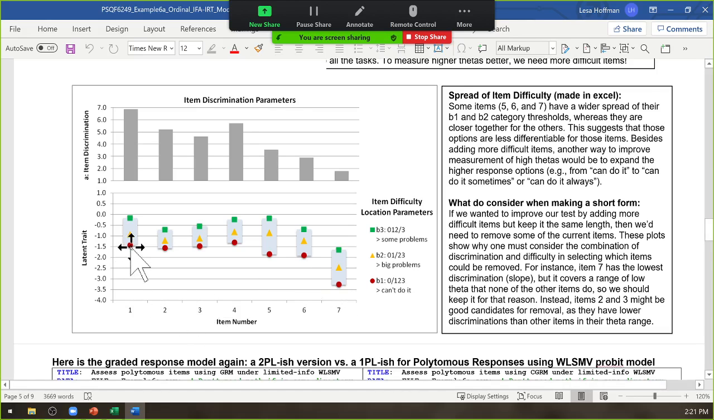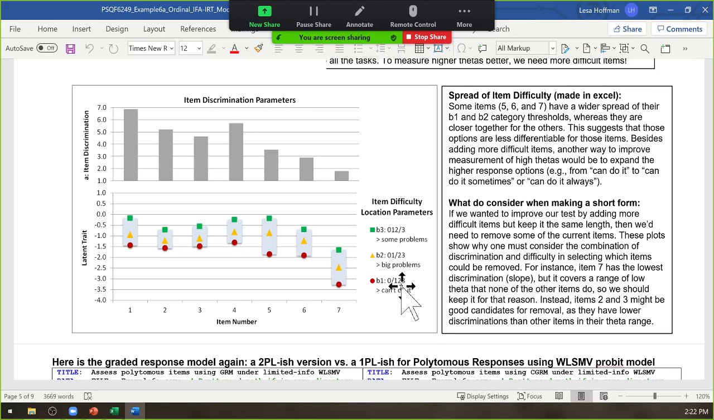For instance, the first item, the red dot here, means that it takes a theta of -1.5 to transition from can't do it to big problems doing it or higher. And the orange triangles mean at a theta of -1, we transfer from can't or big problems up to some problems or can do it. I'm wording it this way because the whole model is cumulative. Remember, it's 0 versus 1, 2, 3. That's the reds. 0, 1 versus 2, 3 is the yellow oranges. And 0, 1, 2 versus 3 are the greens.